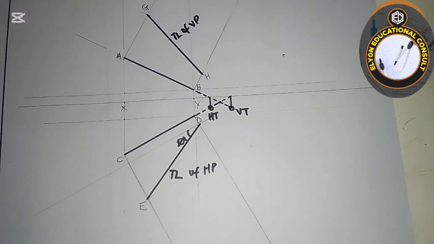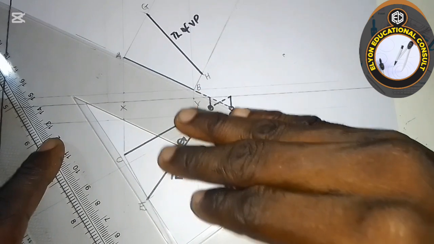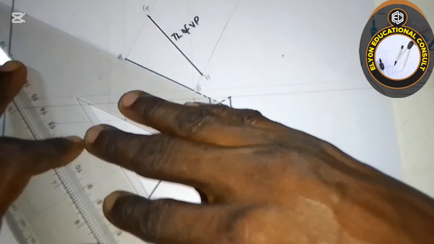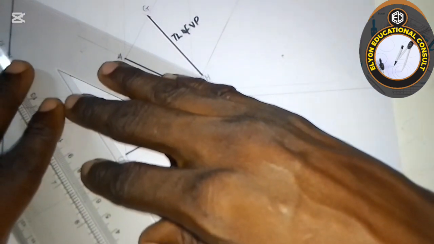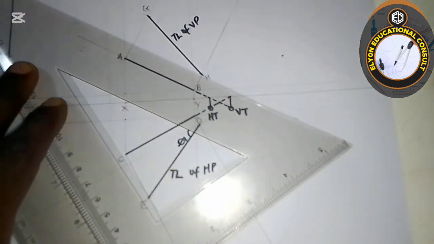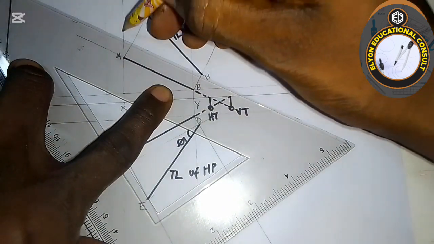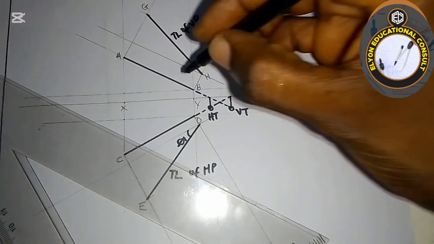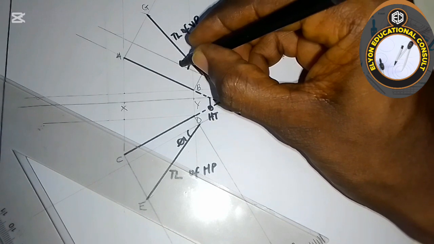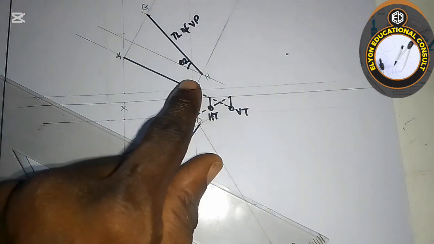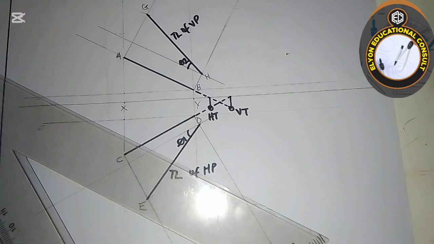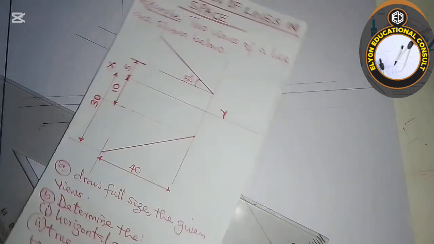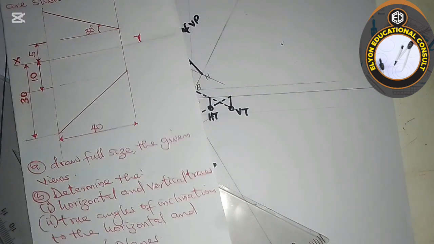Now from this AB, we'll draw a parallel line of AB until I get to H, so that I can get the true angle of inclination to the vertical plane. So I'm going to have this. This becomes theta 2. So this is the true angle of inclination to the vertical plane. So we have been able to answer the question.